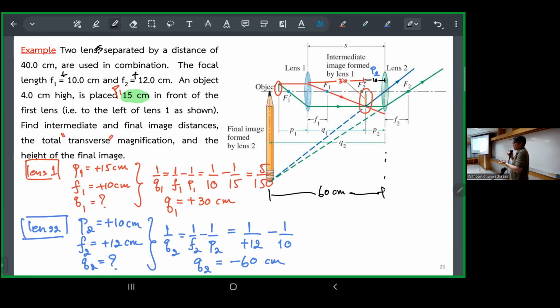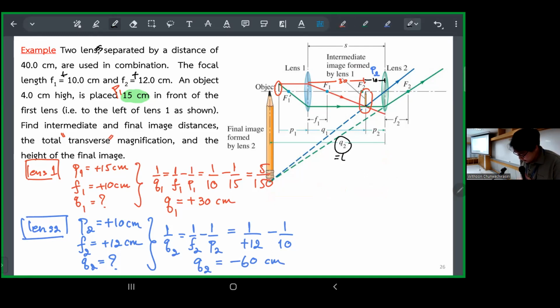In the front. Very cool. All right. And now what is going to be your final image, or I mean intermediate if you want. So in the lens number 1, you can calculate. Okay, let me move this 60 centimeter away a little bit. It's kind of annoying here. All right, here we go.